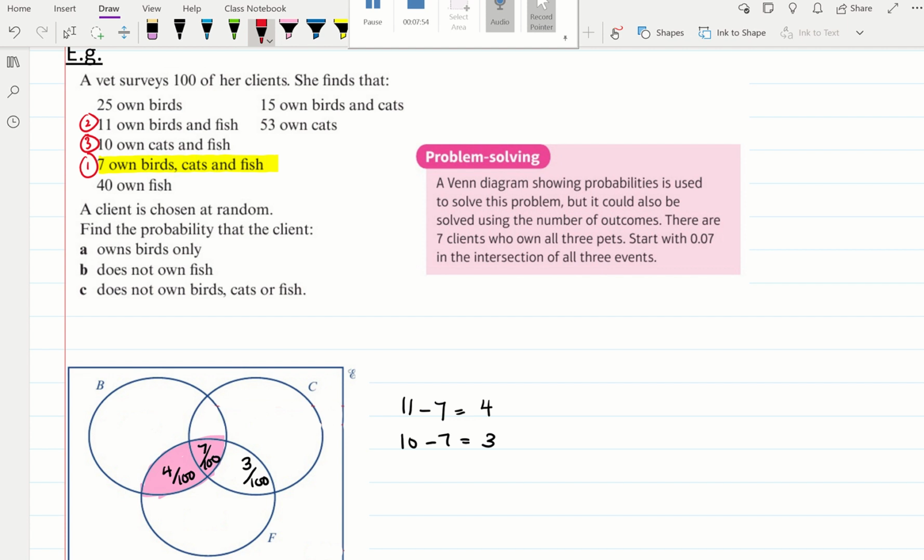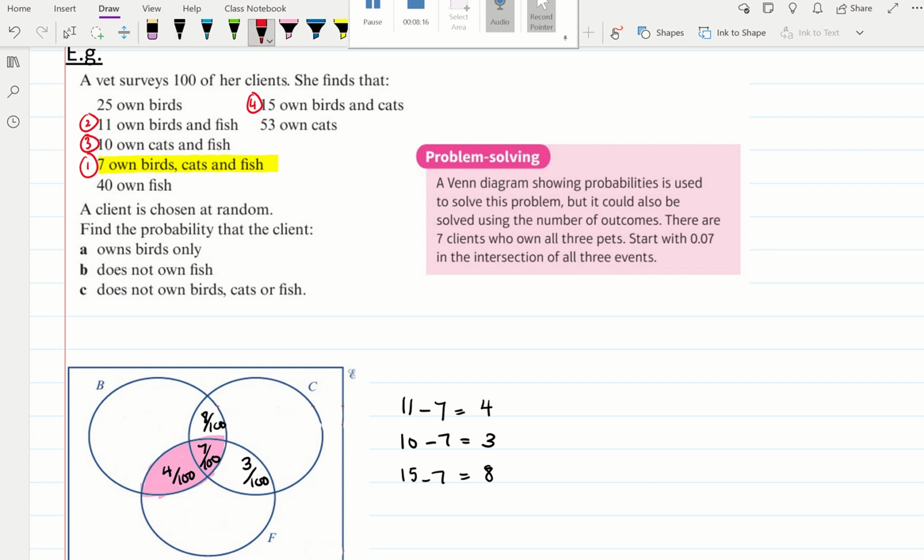And then 15 own birds and cats. So it's this one, birds and cats, and I've already got 7 in. So 15 minus 7 is 8. So this is going to be 8 out of 100, or 0.08.